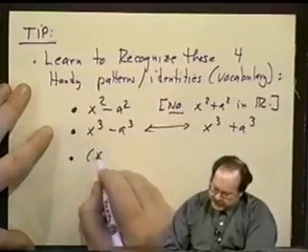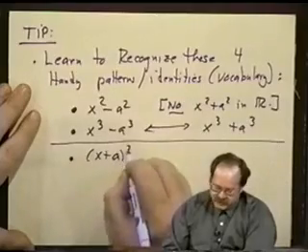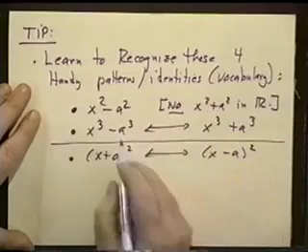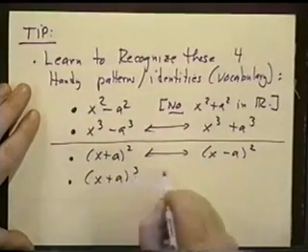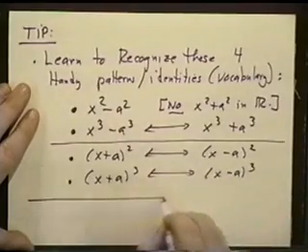And then there's x plus, so these are slightly different. Let me put a bar there. X plus a squared, that is linked to x minus a squared by the same trick as before. And then finally, x plus a cubed is linked to x minus a cubed. So there you have it.